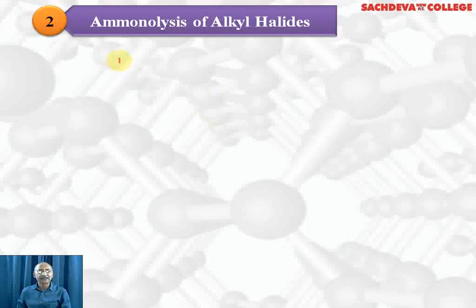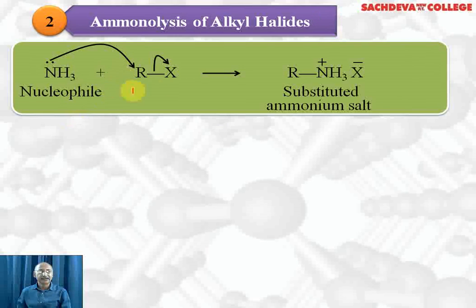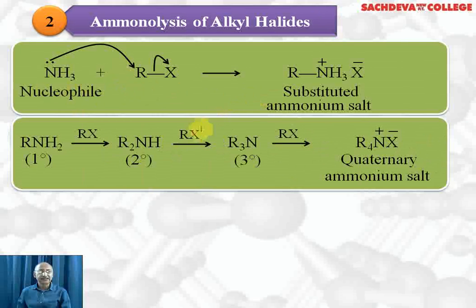Next method we are taking is ammonolysis of alkyl halide. That is, alkyl halide reacts with ammonia in the first step and we get substituted ammonium salt. In the second step, this will break down into RNH2 plus HX. So RNH2 is primary amine. This will react with more of alkyl halide to form secondary amine R2NH. R2NH will react with another mole of alkyl halide to give R3N, that is tertiary amine. And tertiary amine can react with alkyl halide to form quaternary ammonium salt.